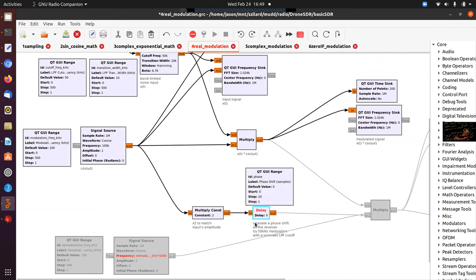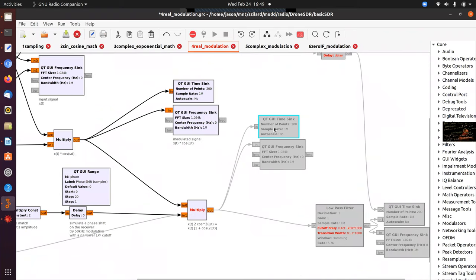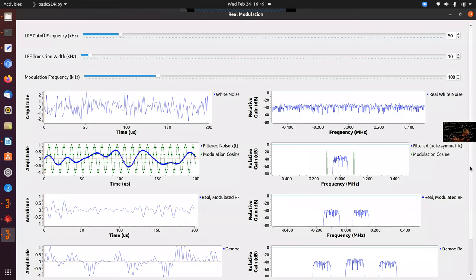Here I'm going to pass it through a delay block, which I'm not going to delay at all at first. I'll show you the effect of this delay block. So it's just not delaying it. Then I'll multiply the result of my original multiplication by a copy of the original cosine, just so that everything's at the same frequency. And I'll show that. Okay, so this bottom plot is now going to be what the receiver does.